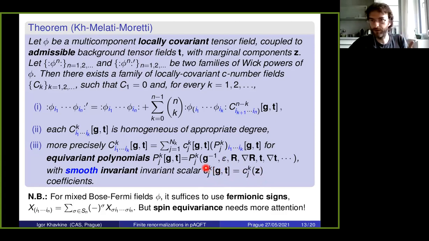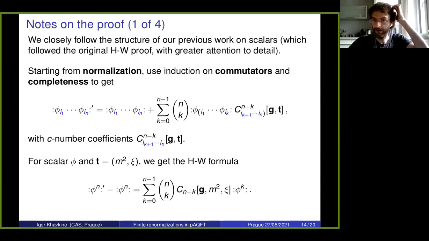But on the way to stopping, I will very quickly leaf through some remarks on the proof, just so you have an idea of how this was achieved and what was used in it. So there's some kind of commutator combinatorics that you can use to fix the general form of these finite renormalizations, which are similar to what Hollands and Wald had.